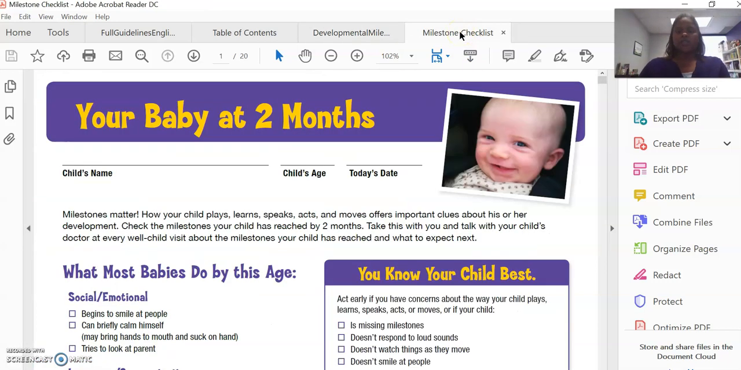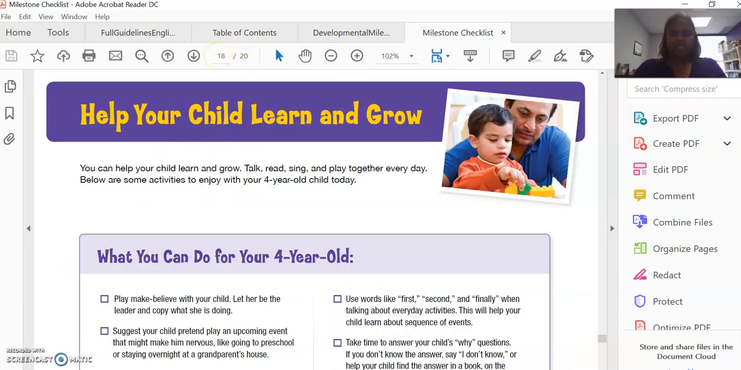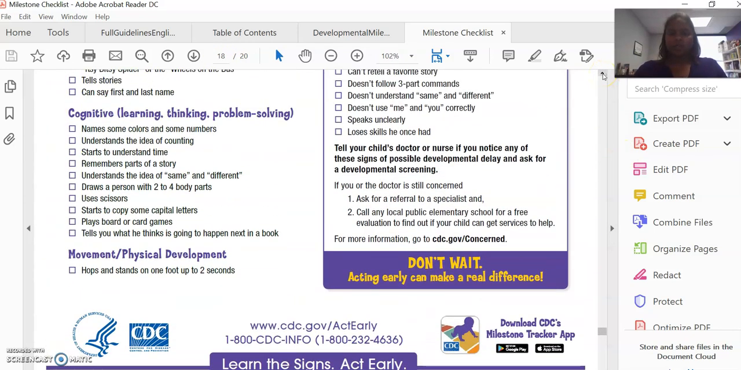Another checklist here is created by the Center for Disease Control. Not going to lie, I always thought it just dealt with diseases and that kind of thing, but they do actually talk about ways to help children develop and grow. And so this checklist here is for babies at 2 months, but they do go down. Let me just skip to, let's see, page 18. Let's see what that takes us to. This is for a 4-year-old. So I'm going to go up one page so we can see the first page of the 4-year-old.